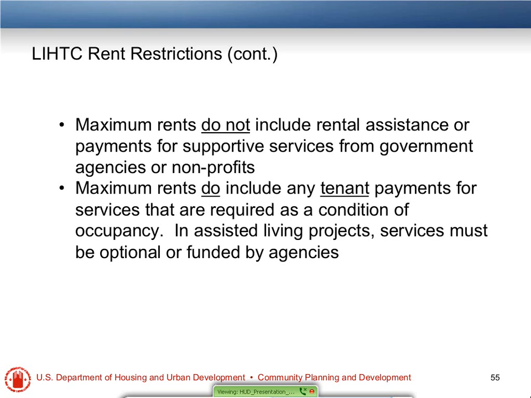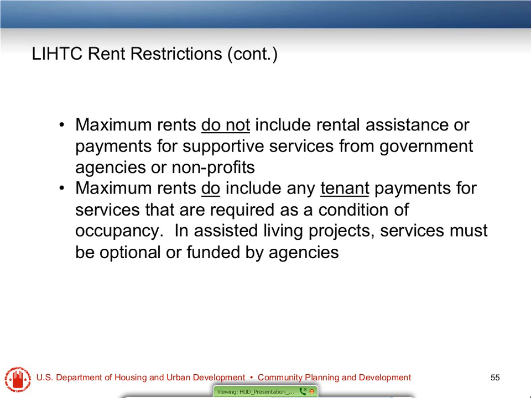The maximum rents do include any tenant payments for services that are required. So if you think about an assisted living project, most of those projects require services, and there's fees for those services. And if you require the tenants to pay those fees, then those fees must be within the maximum rents. Or you can choose to make those services optional, and the fees paid for those services optional, and then those would not count towards the maximum rents.